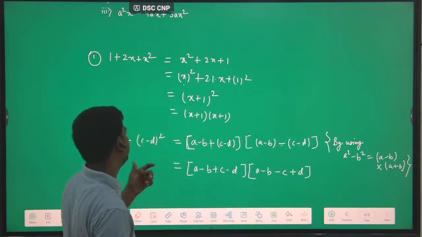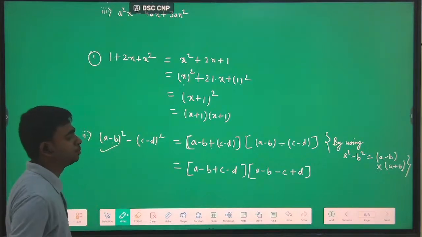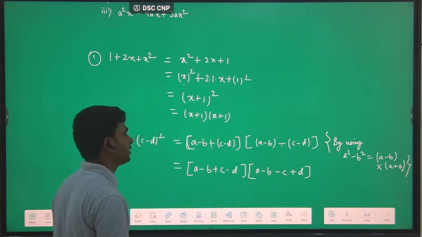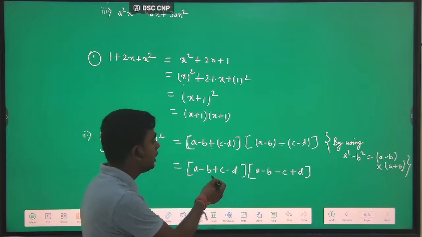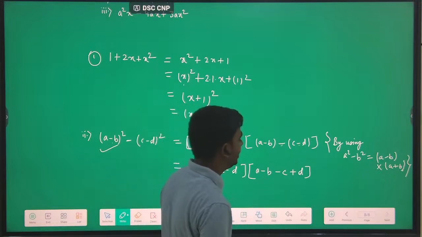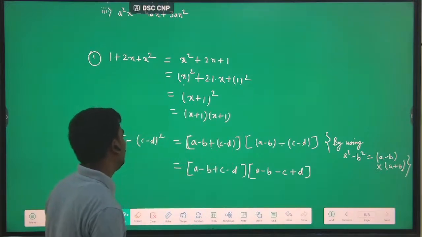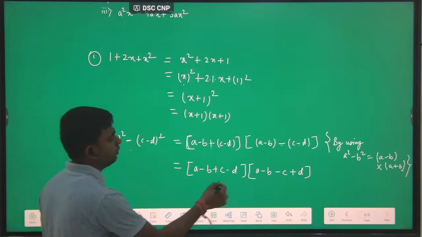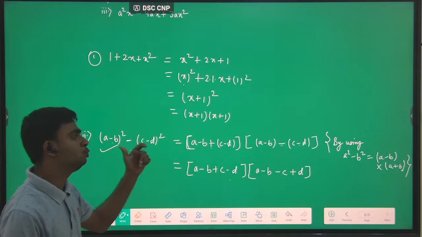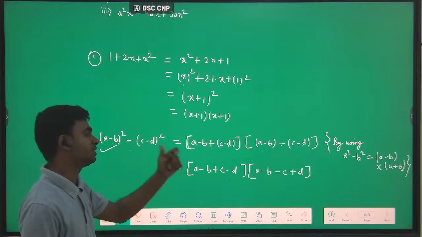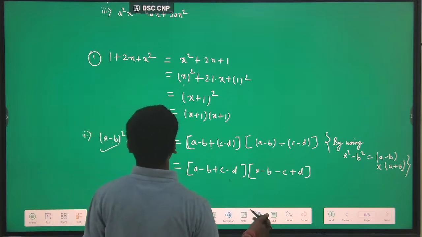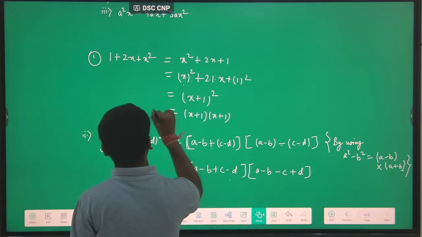So we have written this algebraic expression in the form of two factors. The first factor is a minus b plus c minus d, and the second factor is a minus b minus c plus d. So the factorization of this will be this. Okay, are you getting it? You have to use the identities, and after using the identities, you will get your answer. Now we will move to our third question.